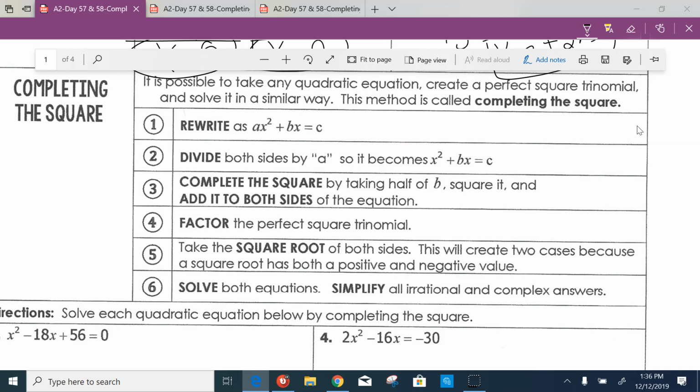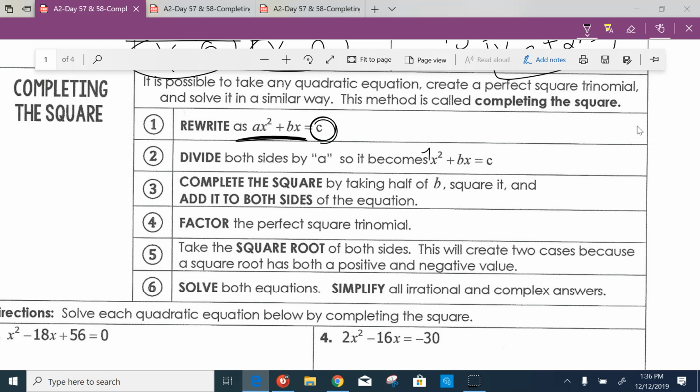So our steps are written here in a list. They want us to rewrite our equation as ax squared plus bx equals c. Notice that the c is after the equal sign, so only terms with x's should be on the left side. Step 2 is you're going to divide both sides by a. So it becomes x squared plus bx plus c.